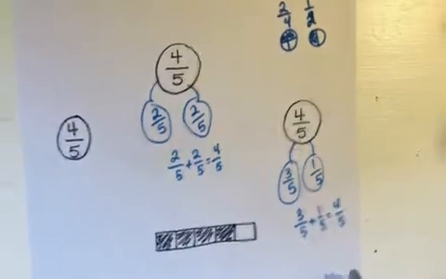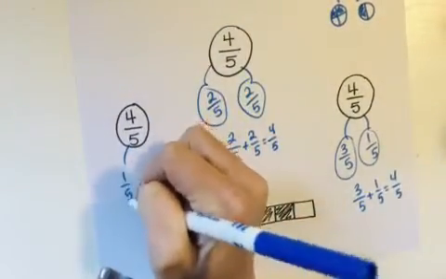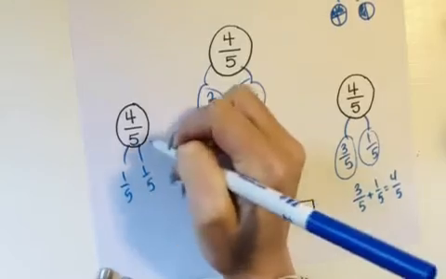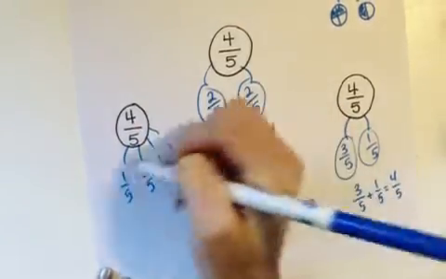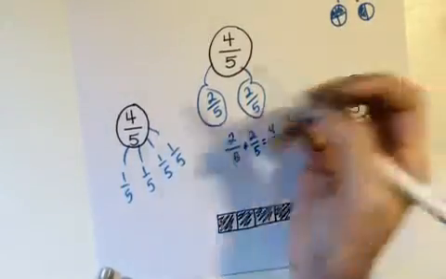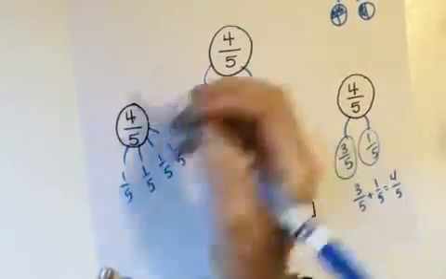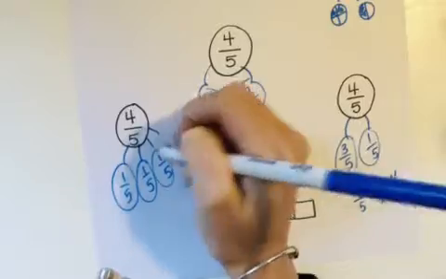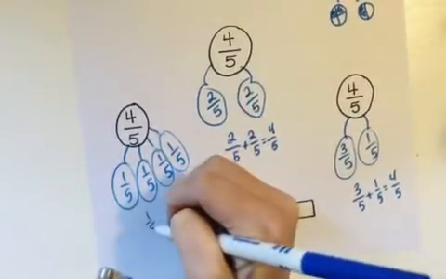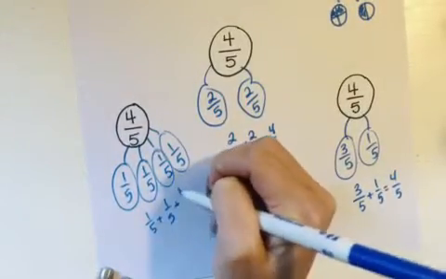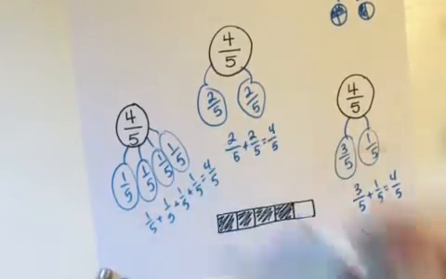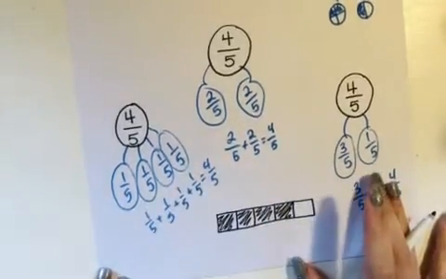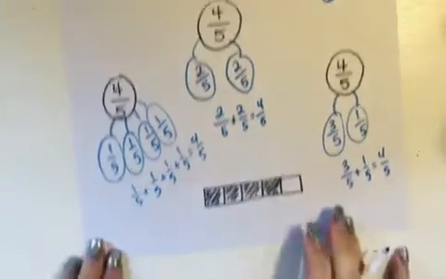A third way I could break it up is 1/5, 1/5, 1/5, 1/5. Or I could do 1/5, 1/5, 1/5, 2/5. So it's just breaking it up in different ways. This is what the equation would look like. Again, there are many different ways that you can break up fractions, some more than others.